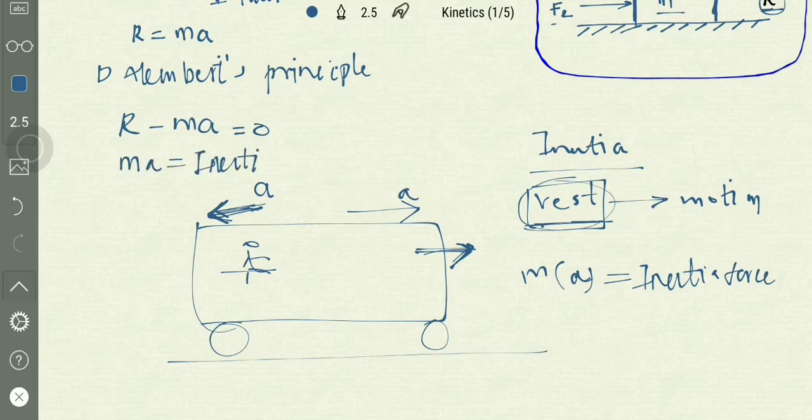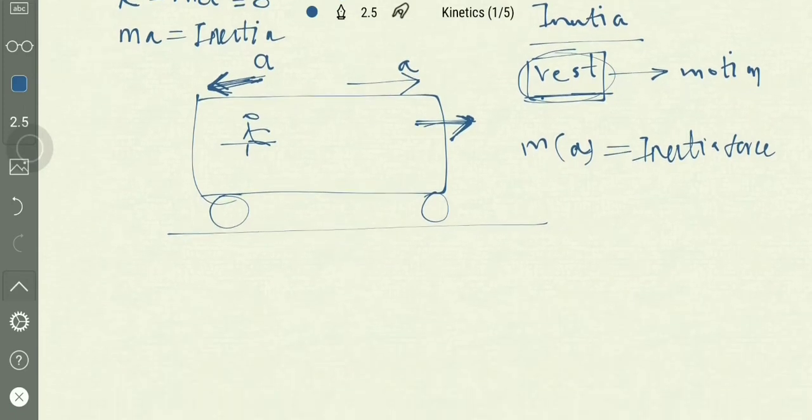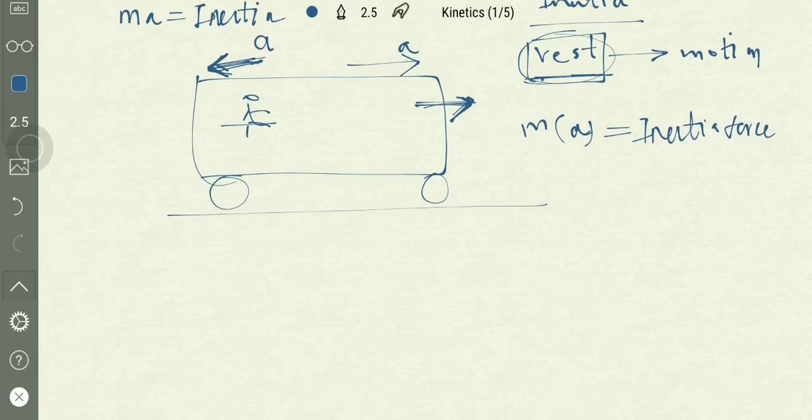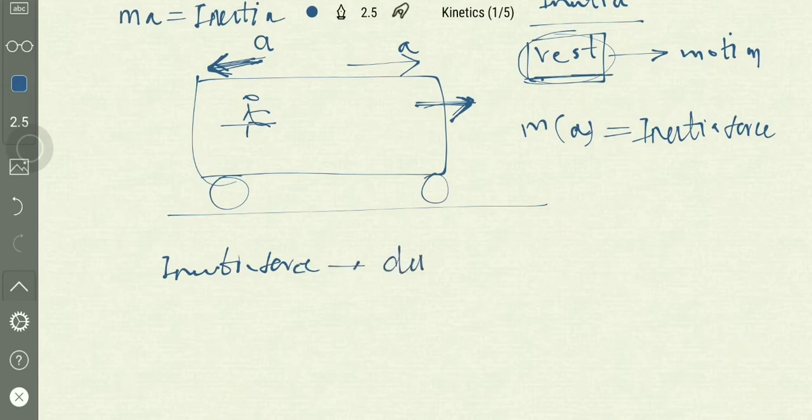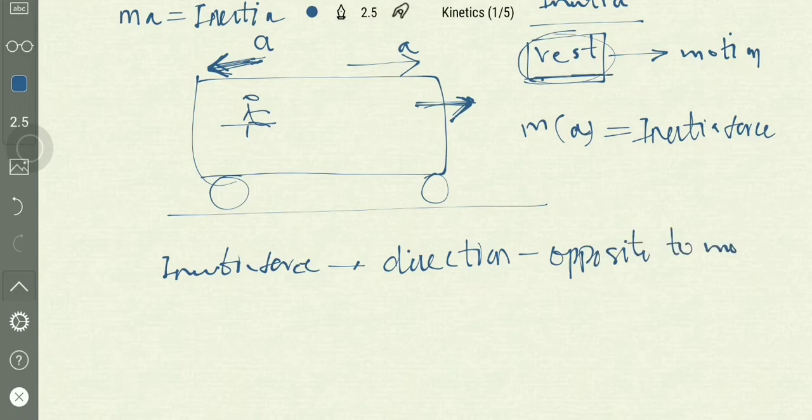This is what D'Alembert's principle is saying. So we can see that the direction of inertia force is opposite to motion of the body.